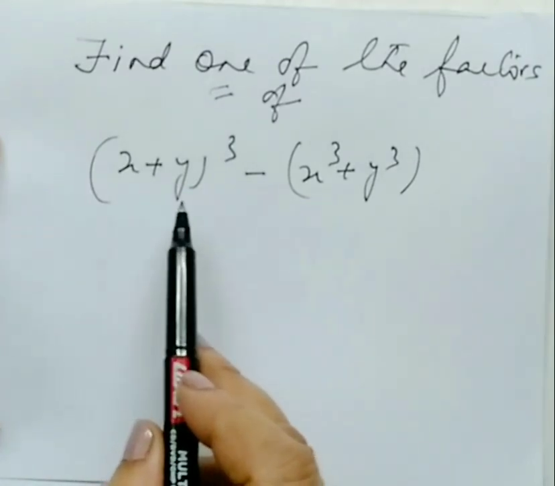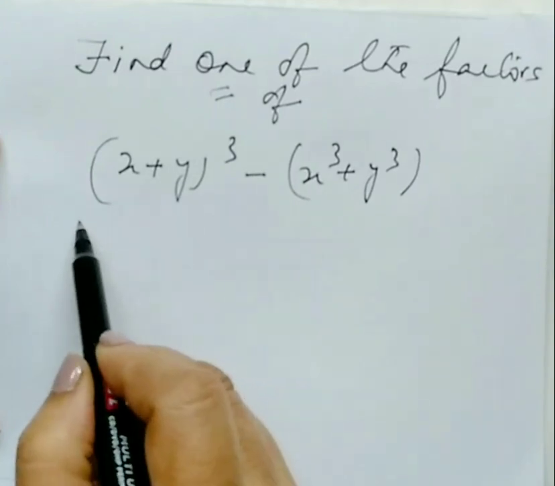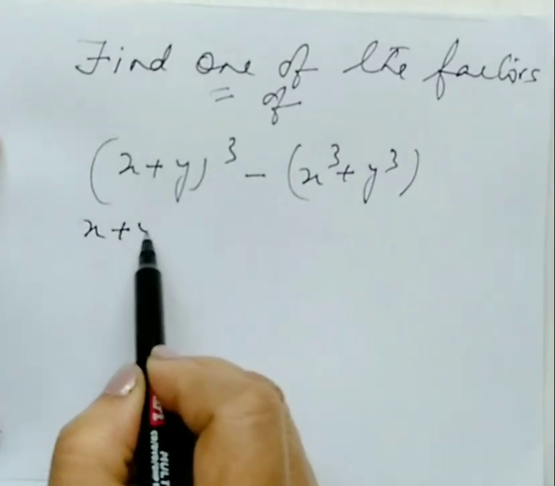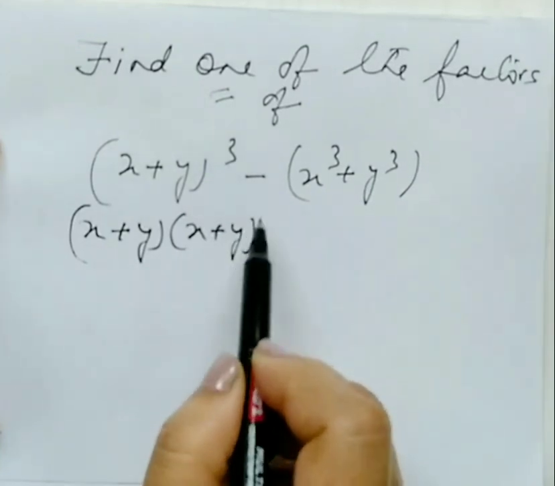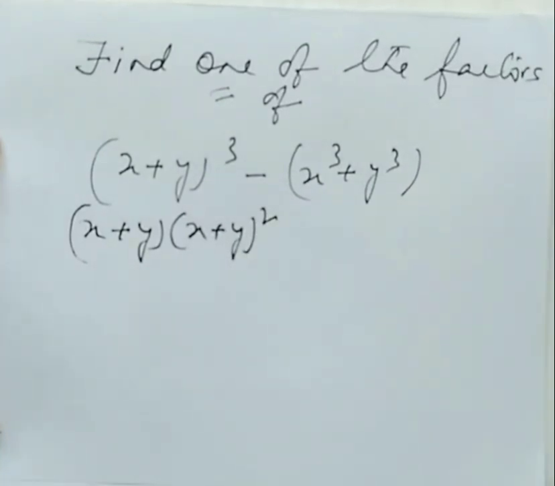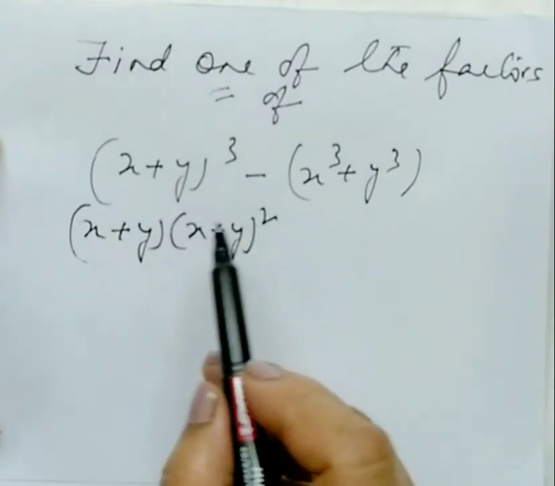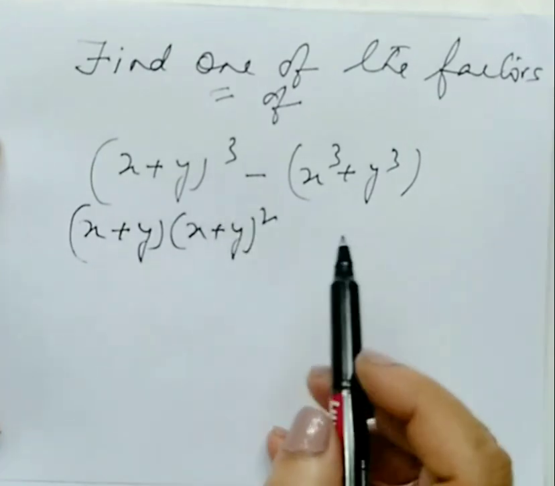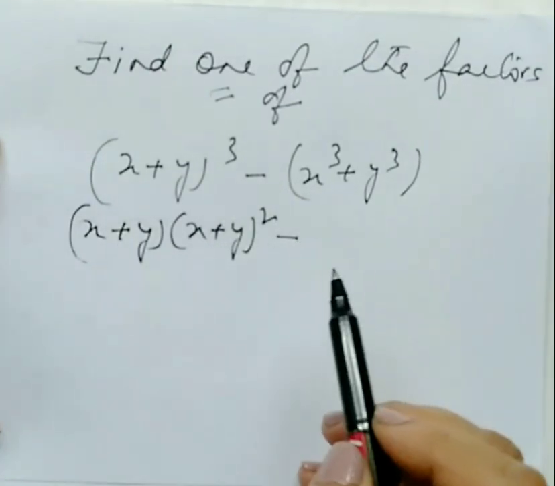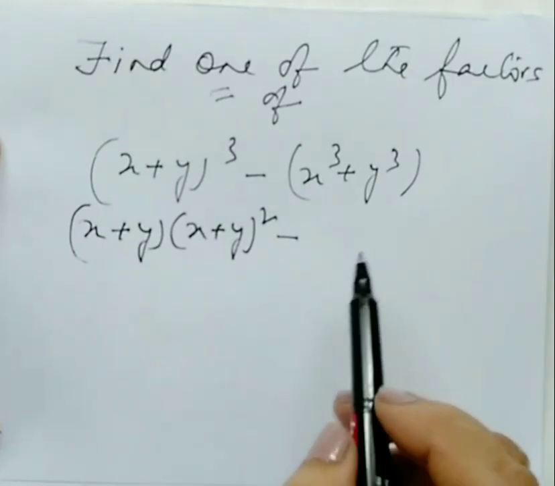So x plus y can be written, okay, first x plus y and x plus y whole square. Can we do that? This is the power of 1 and this is 2, which means 1 plus 2 adds up to become 3. Alright. So these are the little tricks that you have to know about solving such sums.